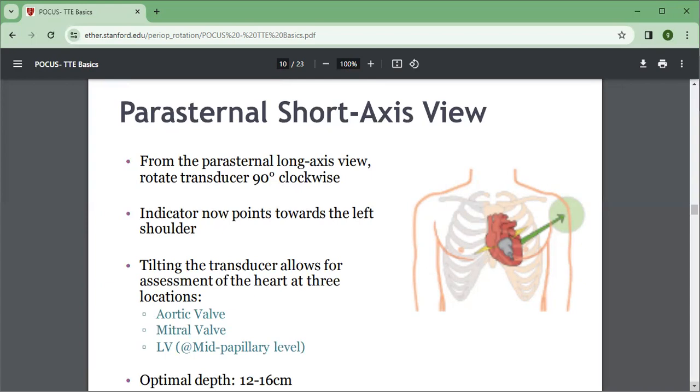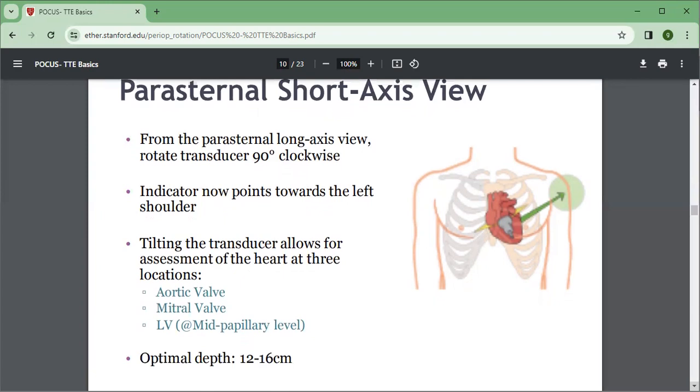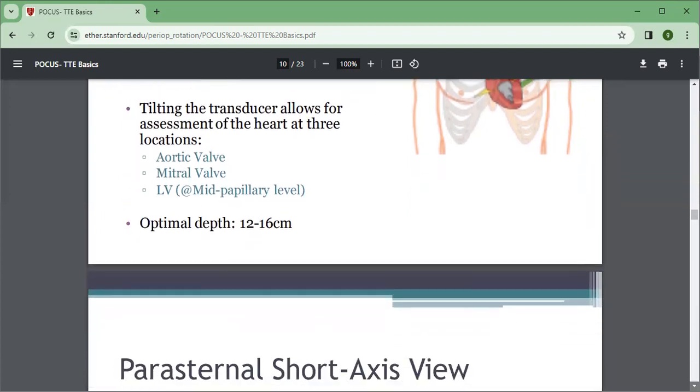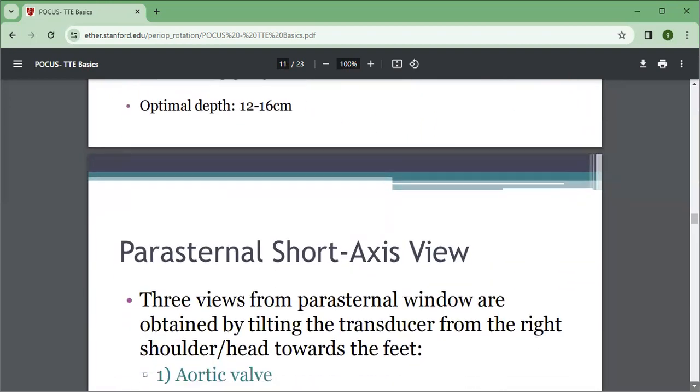of a parasternal window. In this case, you'll be able to see the aortic valve. Again, you'll be able to see the left ventricle, the mid papillary level, the papillary muscles, which are the ones that hold the valves. And for this one, you'll be able to see the mitral valve and the aortic valve. For you to see these things, you adjust the depth knob to 12 to 16 centimeters, 15, 16 centimeters.